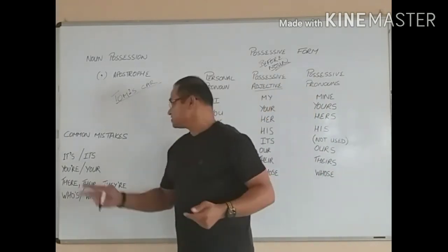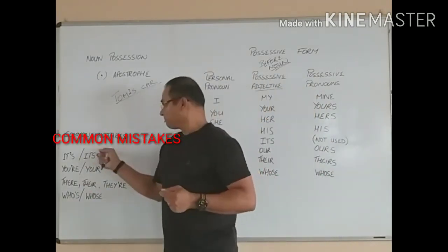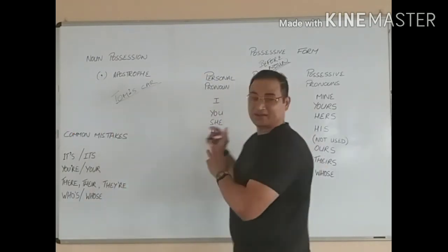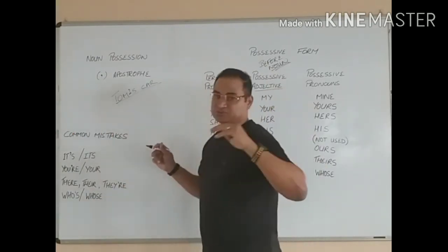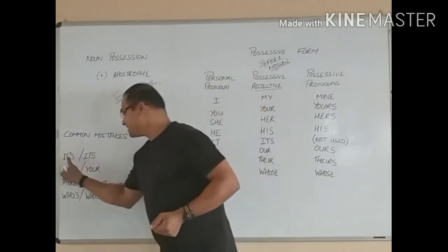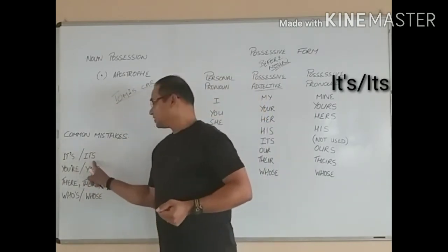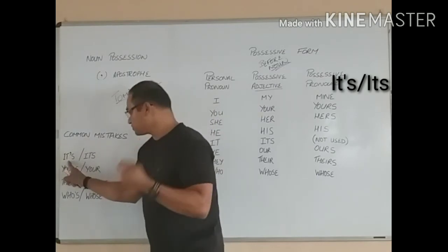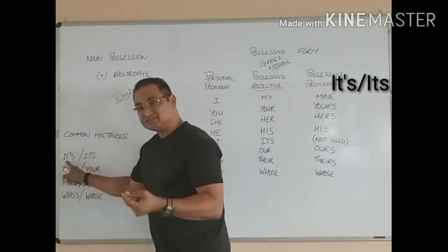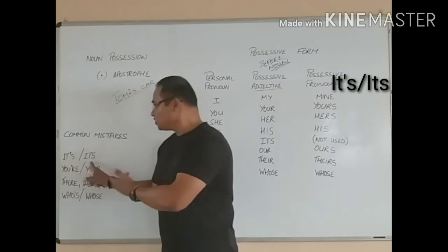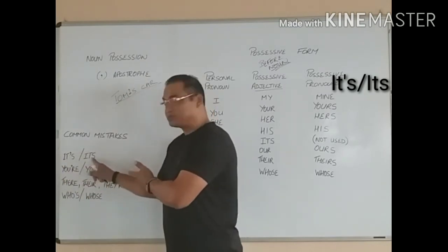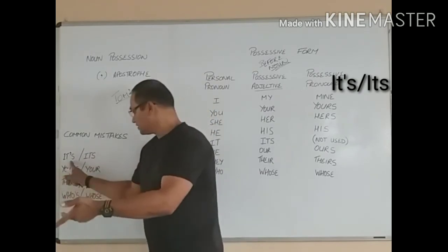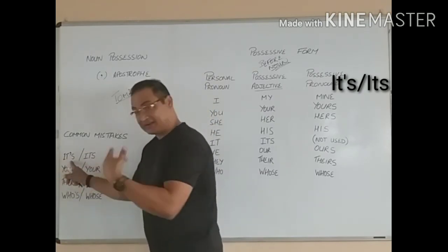Now my dear friends, these four common mistakes are made when you're using possessive adjectives and possessive pronouns. Number one is it's and its. Now this has an apostrophe, it apostrophe s. This means it is, not it. Its is showing something that belongs to something. It is a good day. It's a good day. Okay, like that.